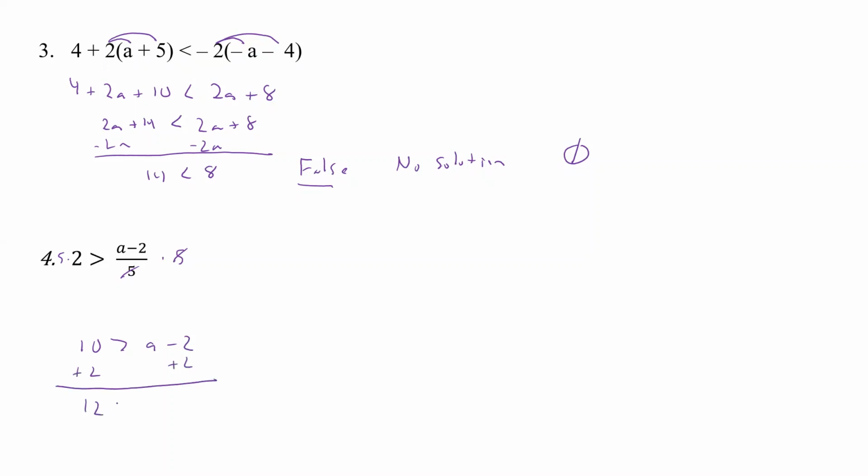So we have 12 is greater than a, and so now we've solved our inequality, so we've done the first thing. Now we have to graph it. So here, 12, so a is less than 12, no equals to, so it's an open circle, and everything to the left. And so if we write this, that's going from negative infinity up to 12, and that's a parenthesis. So we have our interval notation, we have our graph, and we have our solution.